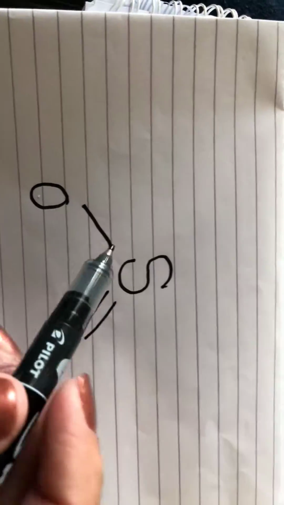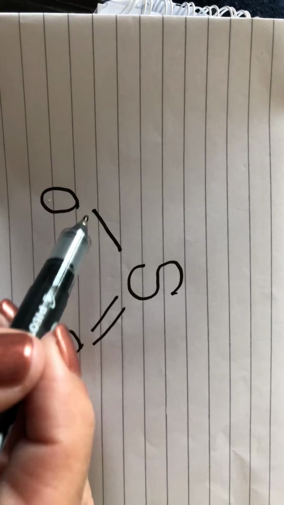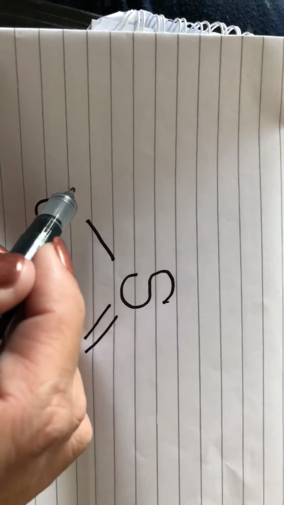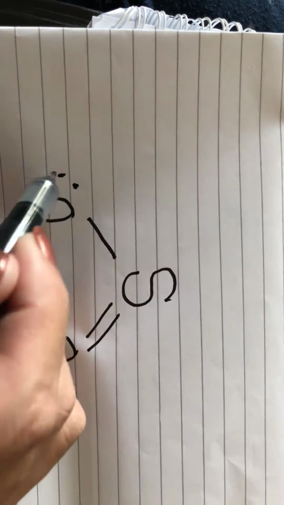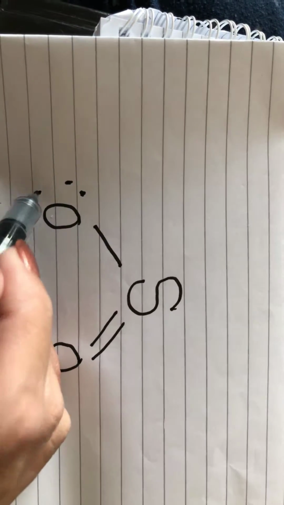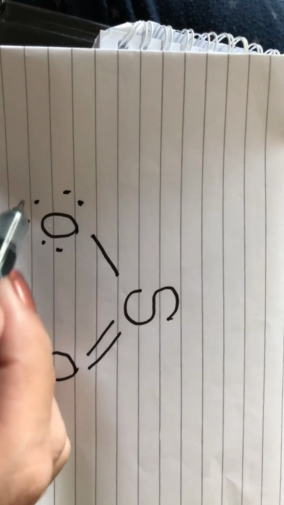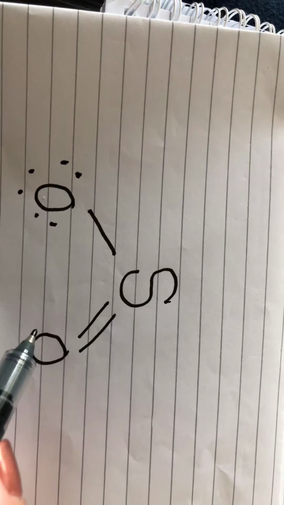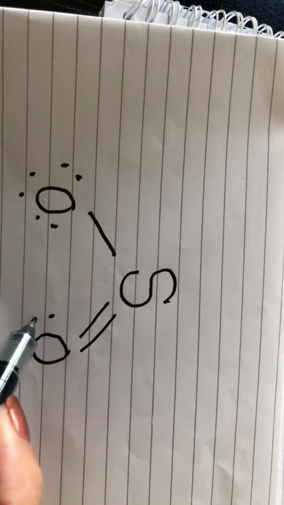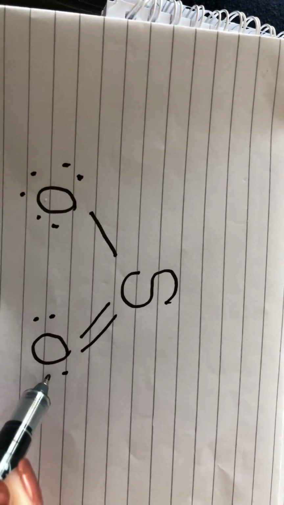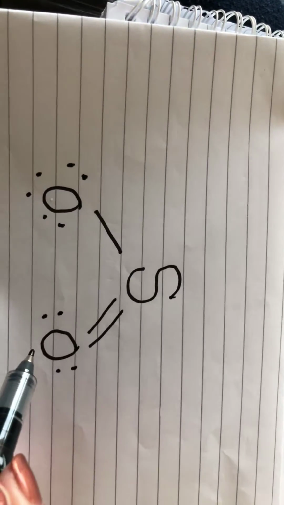The second step is to put all the electrons around these atoms so that they're all happy, so they all have full octets. If I look at where they are sharing, that's 2 electrons. Then 4, 6, and 8 electrons. So this oxygen is happy because now it's got 8. This one, 2, 4, 6, 8. So this oxygen is also happy.